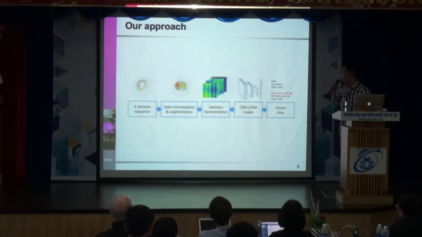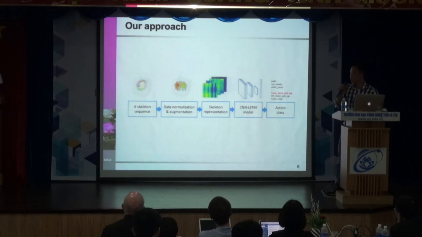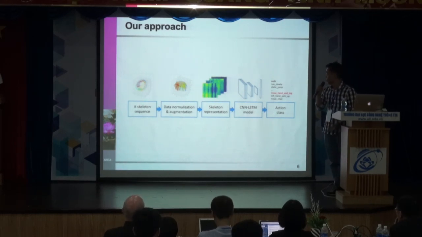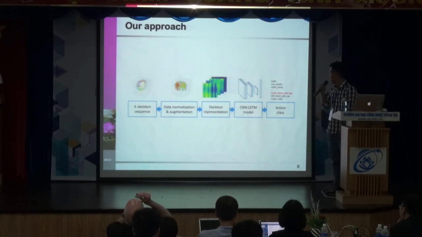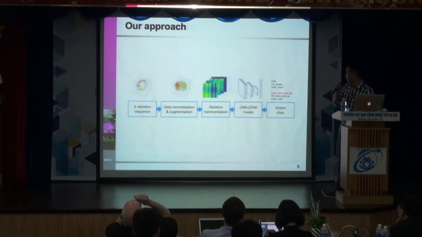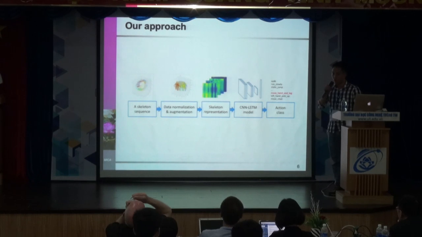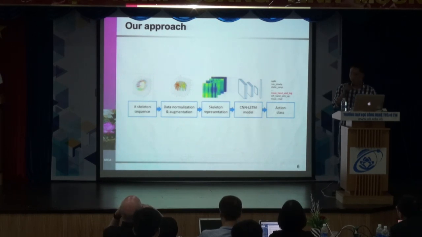So our approach goes like that. Given the skeleton sequence, we first do data normalization and augmentation, and then we represent it, which is converting the XYZ skeleton data into an image, and finally we take a conventional deep neural net to make a prediction. In this case, CNN and CNN-LSTM architectures.